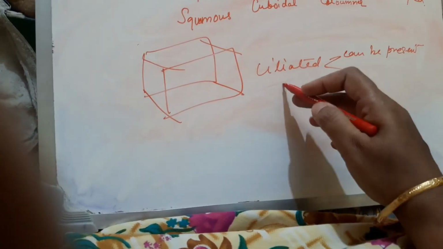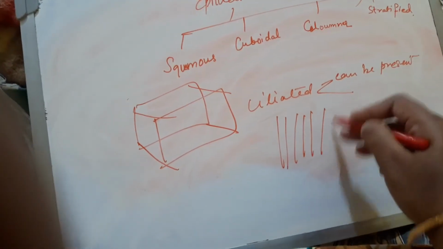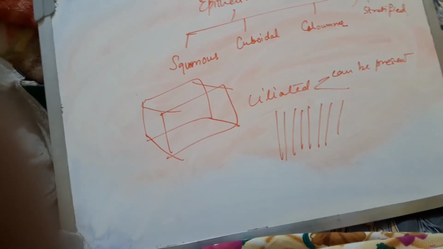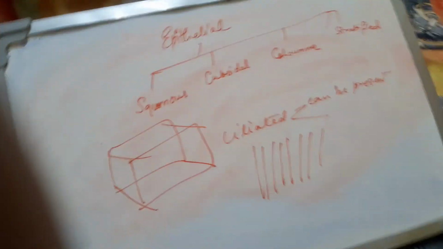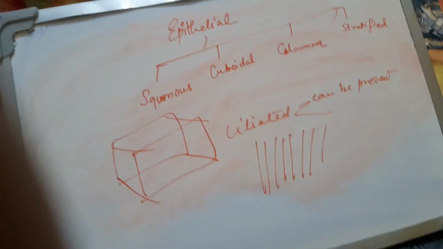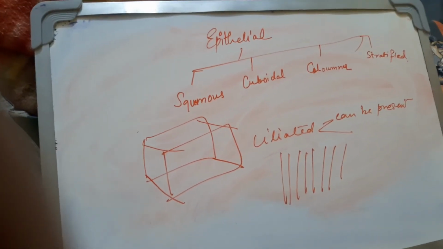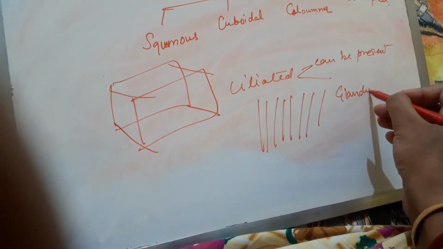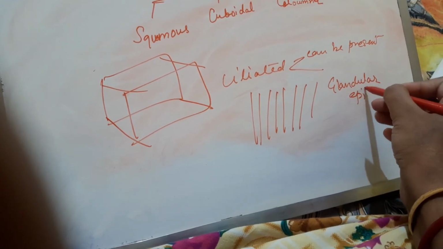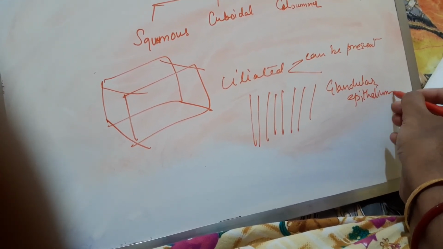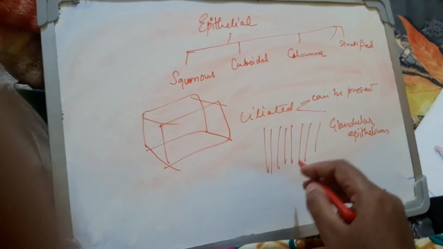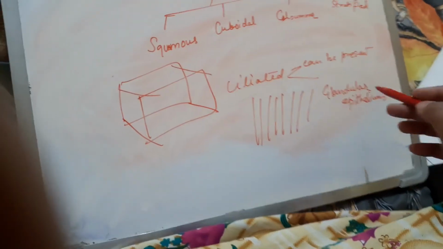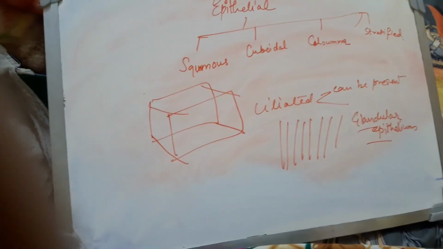Then columnar epithelium. Columnar epithelium means they are in the form of columns, parallel to one another, column-like structures. They are long enough, so they are generally found in the lining of the stomach and intestine. This columnar epithelium has one more special kind of epithelial cells called glandular epithelium. Glandular epithelium means the glands are made up of this epithelium. They are found in the digestive system, so the glands in the digestive system are made up of glandular epithelium.